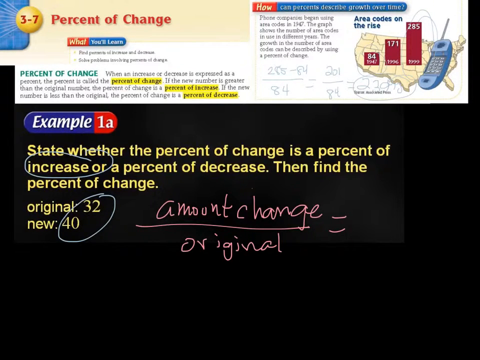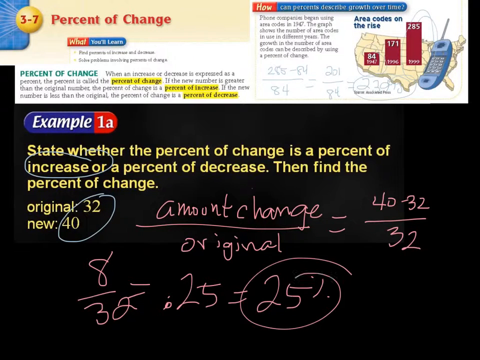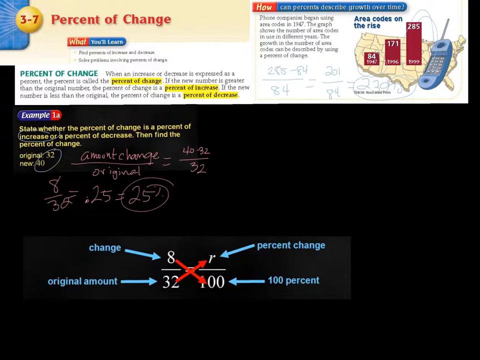So our amount of change is 40 minus 32 is 8, divided by the original was 32. So if we divide 8 divided by 32, I get 0.25 or a 25% increase. Now I just divided 8 by 32, changed it to a decimal, then changed my decimal to a percent by multiplying by 100.